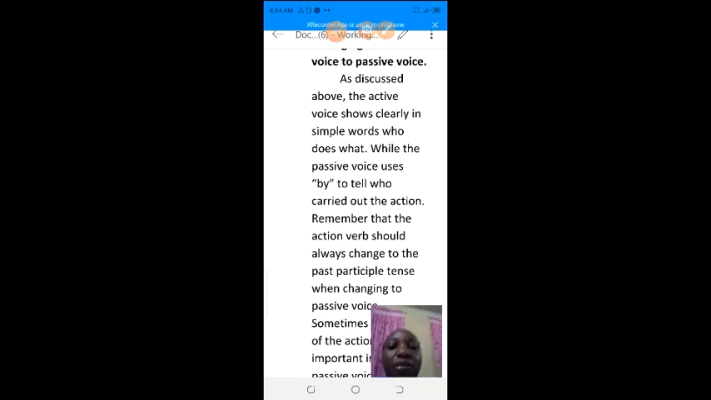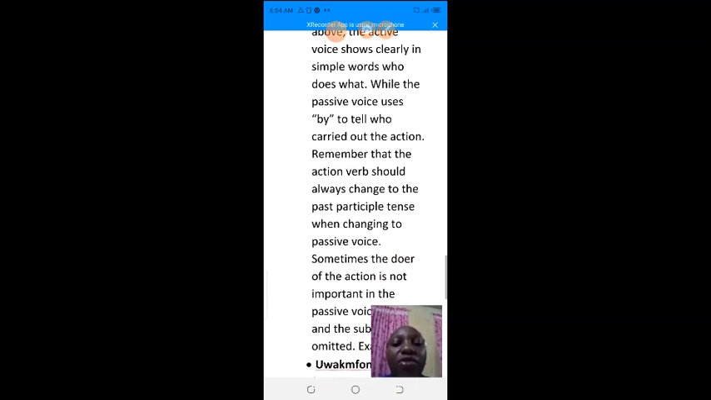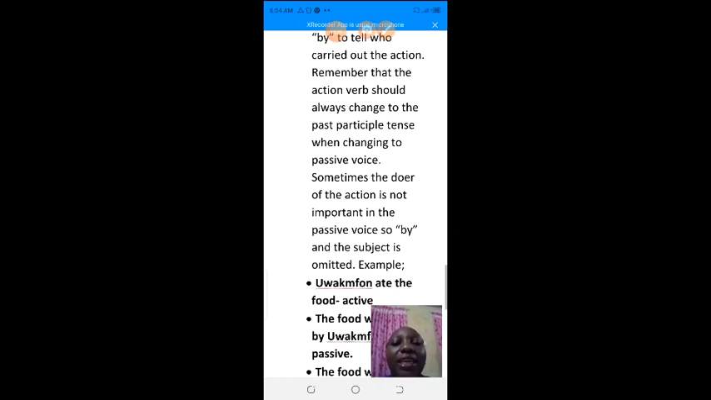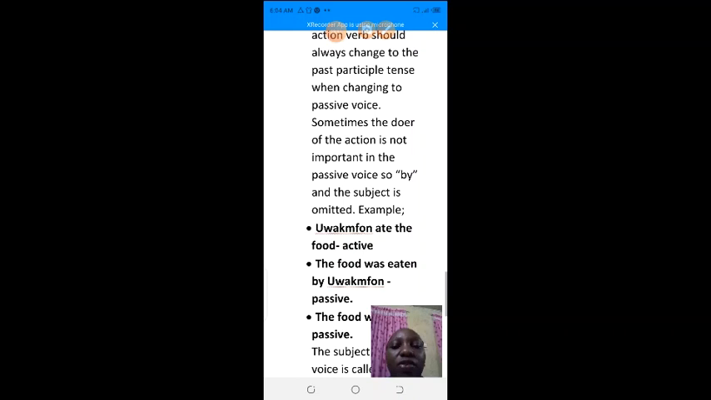As discussed above, the active voice shows clearly, in simple words, who does what, while the passive voice uses by to tell us who carried out the action. Remember that the action verb should always change to the past participle when changing to passive voice.